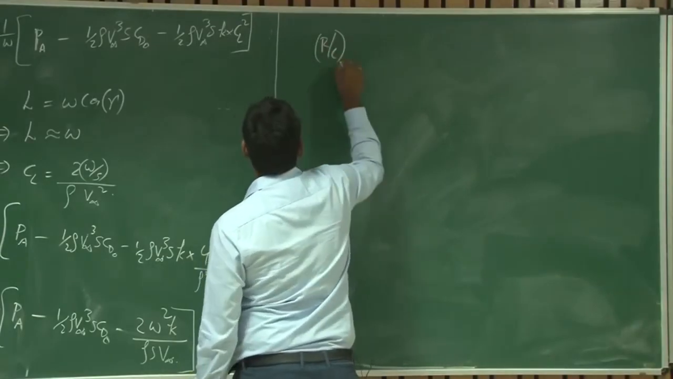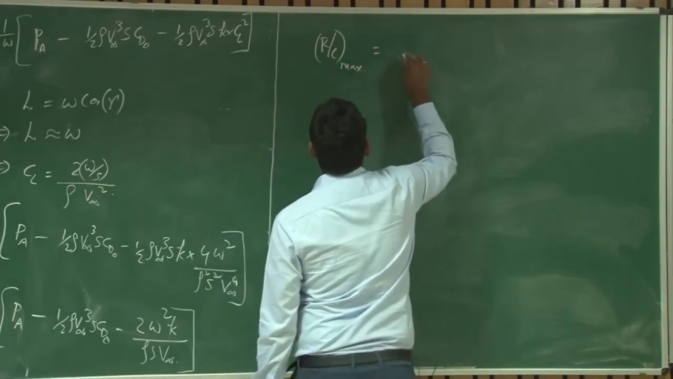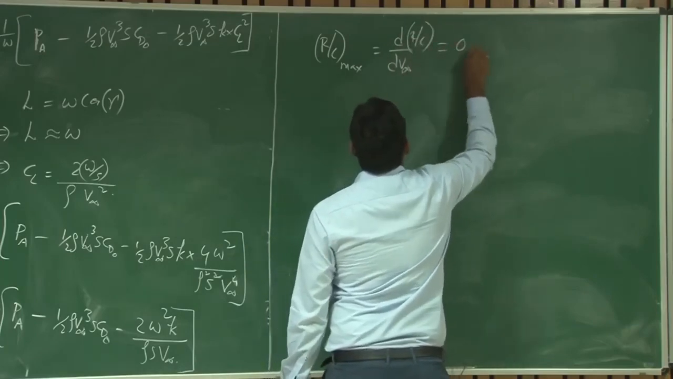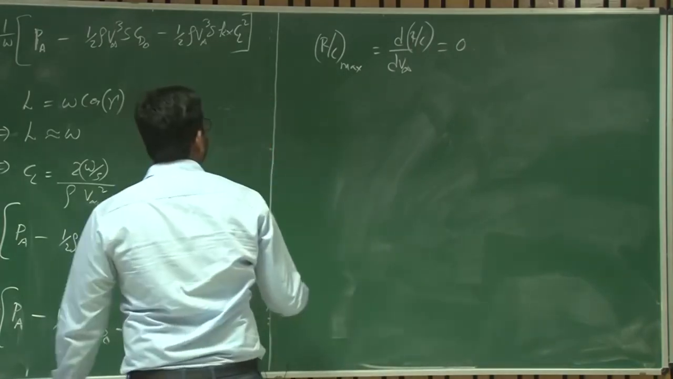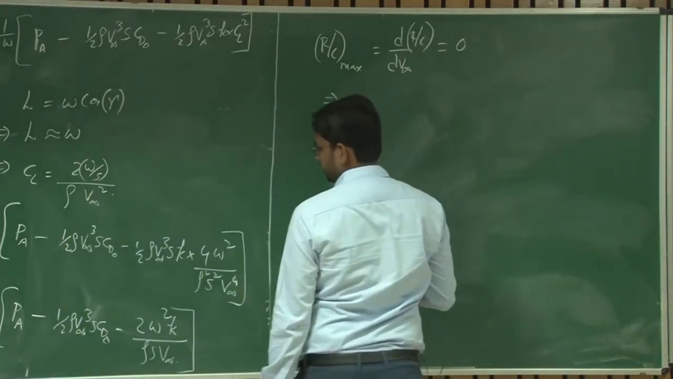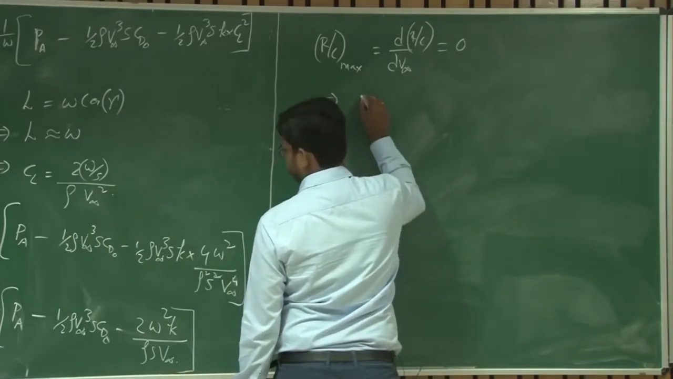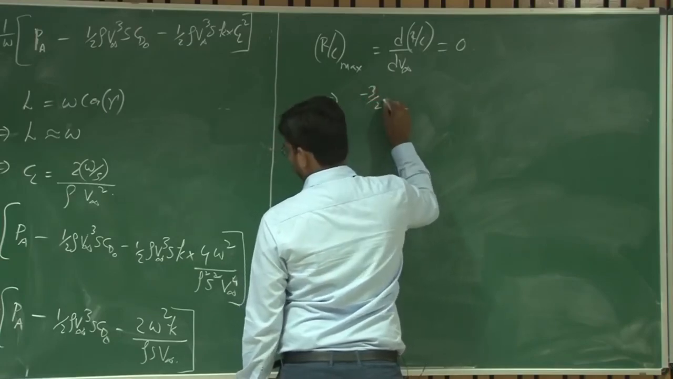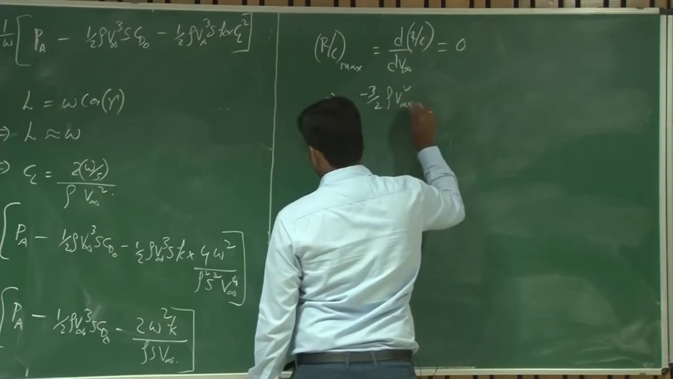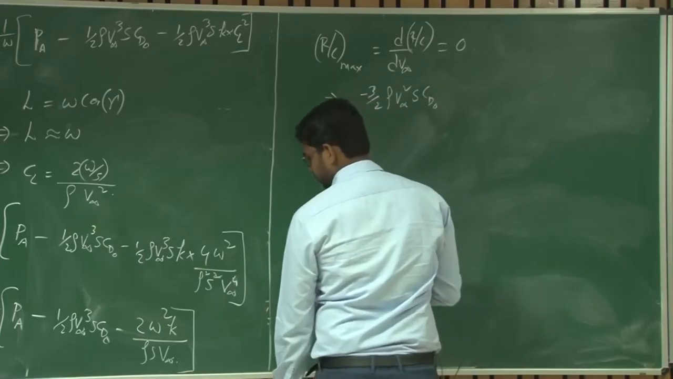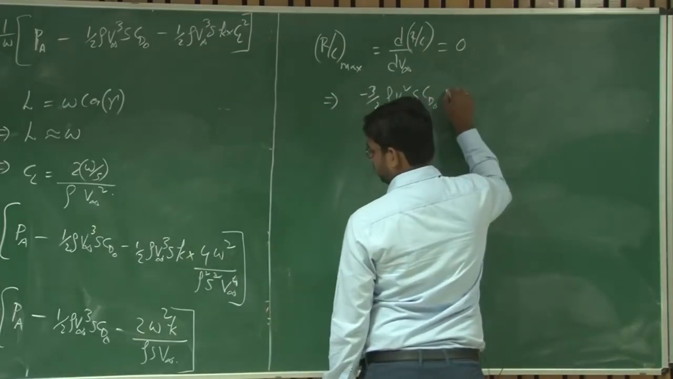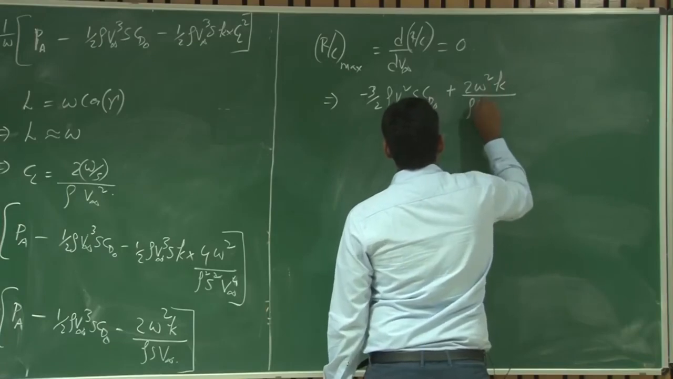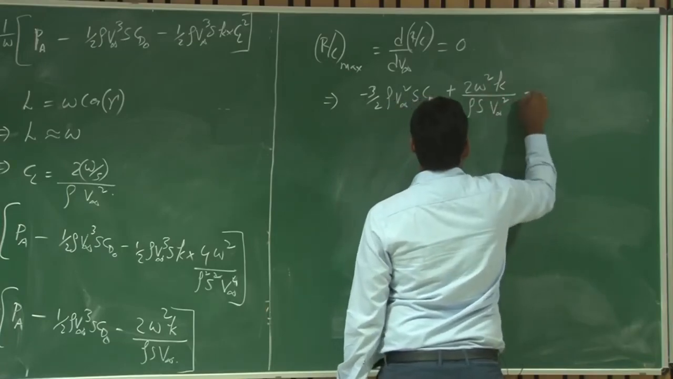If I need the maximum rate of climb, for this rate of climb max, I differentiate this rate of climb with V infinity and equate it to zero for rate of climb maximum. Right? So that implies minus 3 by 2 rho V infinity square S into CD naught, plus 2 W square into K by rho into S into V infinity square. This equals 0.